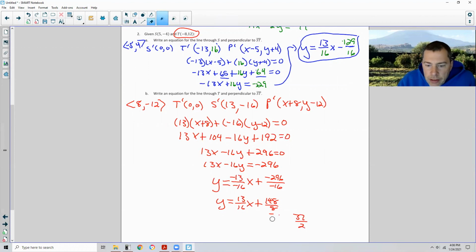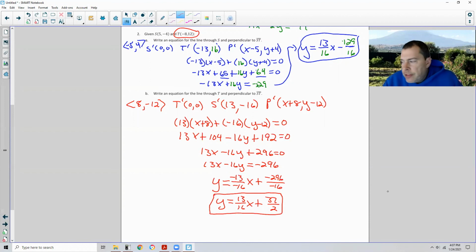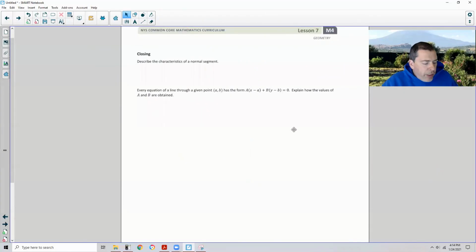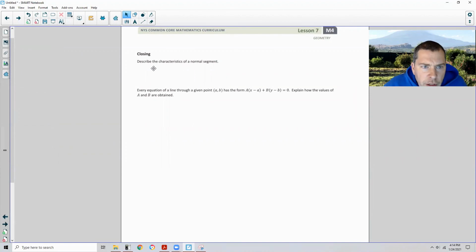So let me just erase these, and move this here. So my equation is, oops, y equals 13/16 x plus 37/2. Okay, page 3 brings us to the closing. I think it's page 3. Yes, page 3 brings us to the closing.